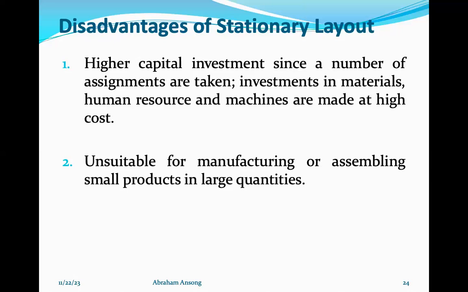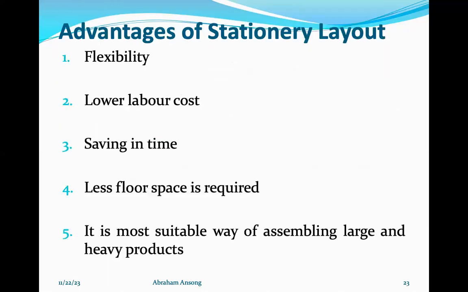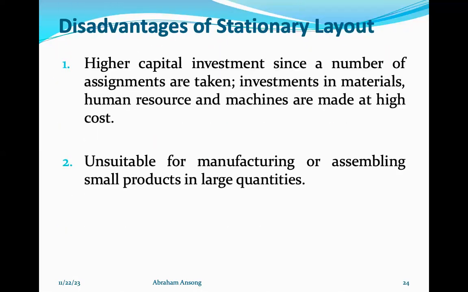Then obviously it's not suitable for manufacturing or assembling small products in large quantities. With small products in large quantities, you need the conveyor belts, the line type of production where you can get a lot of standardized products produced within a shorter period of time. That is the line layout type.